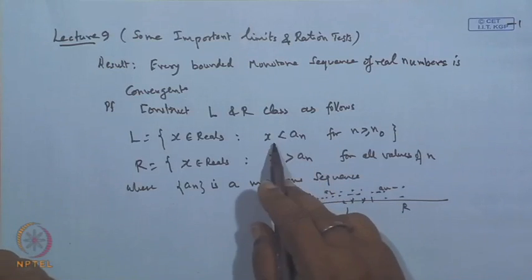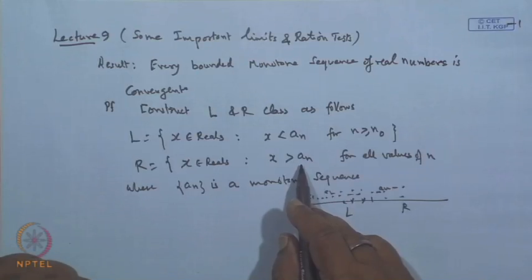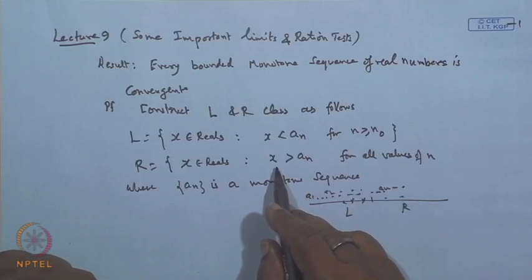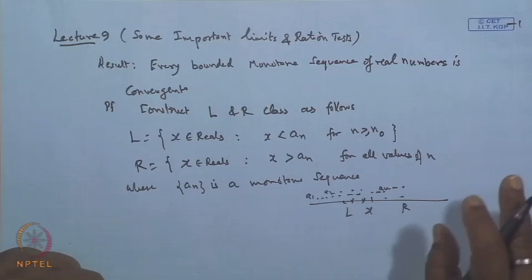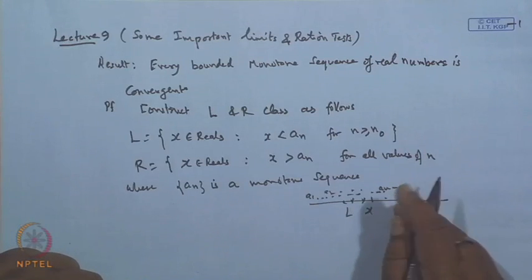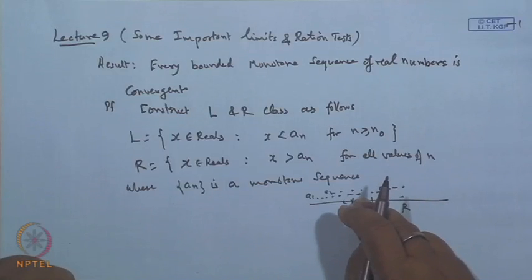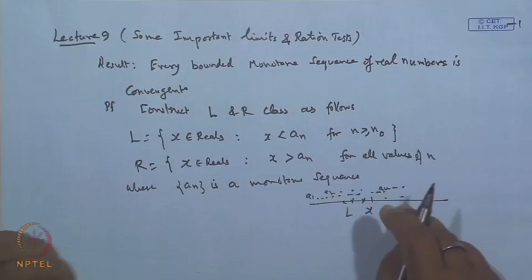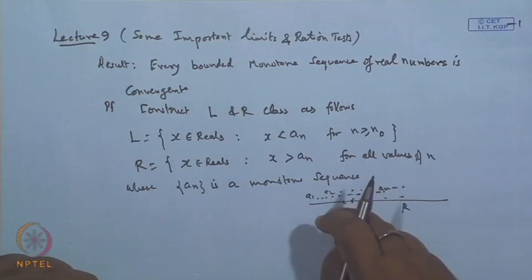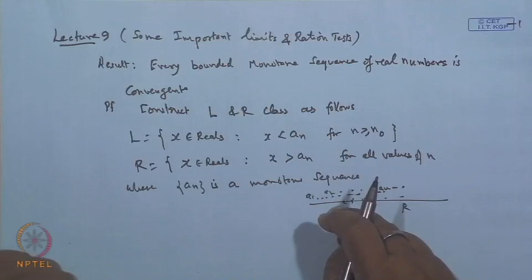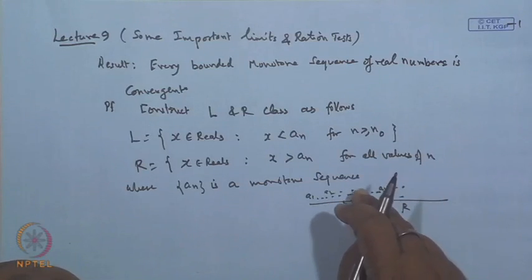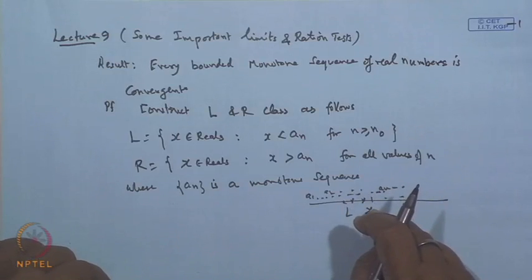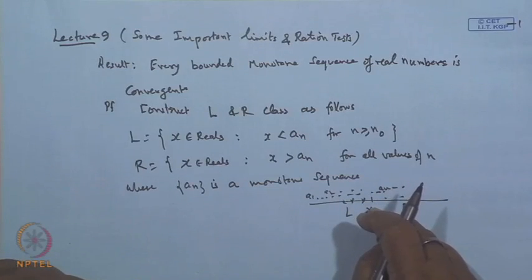It will converge to x; the lower class goes to the upper, and a_n will be bounded by x. After a certain stage all the terms are less than x. So, the lower class may have a greatest number, but the upper class may not have a least number like this.